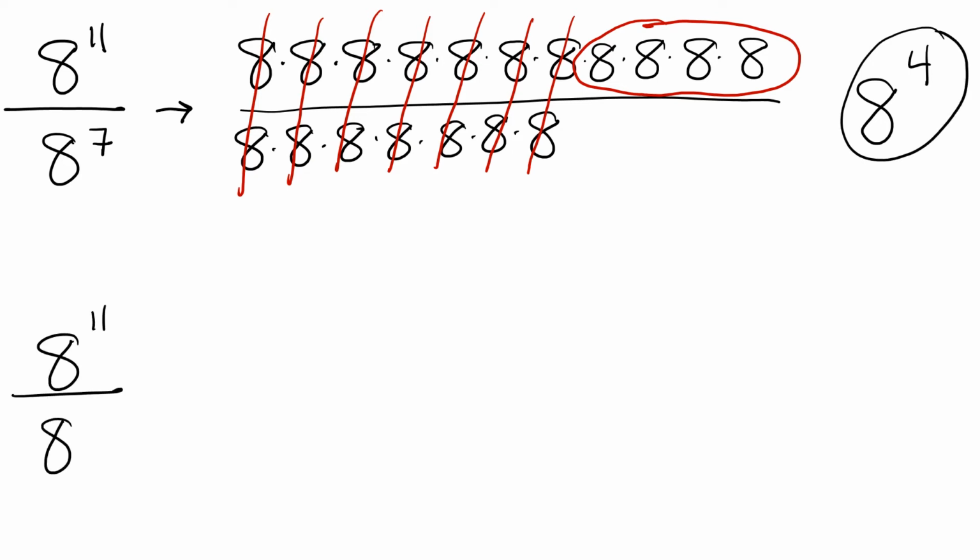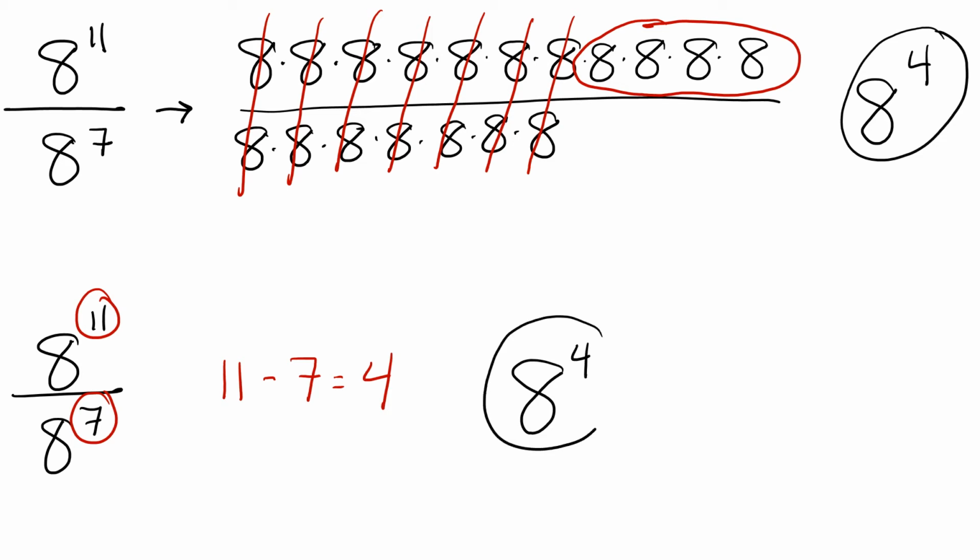If we wanted to use the shortcut, we take our exponents and we subtract. 11 minus 7 would give us 4. 8, our base number, stays the same, with 4 being the new exponent.